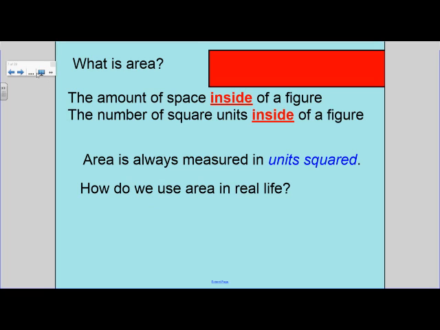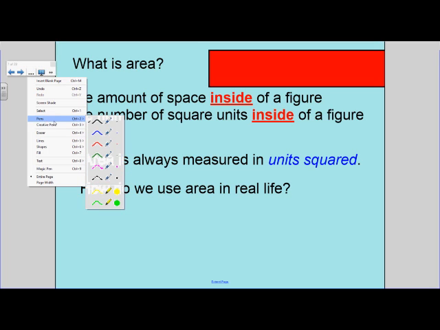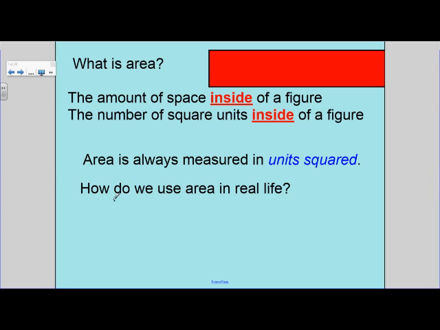And how would we use area in real life? Well, we would all the time. If you were going to put carpet in a room, you'd have to know the area. If you were going to paint a wall, you'd have to know the area. If you wanted to know how much dirt you needed for a garden, you'd have to know the area. There's tons and tons of real life situations when you get older that you're going to use area in.